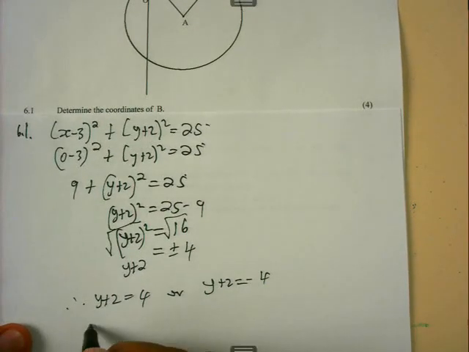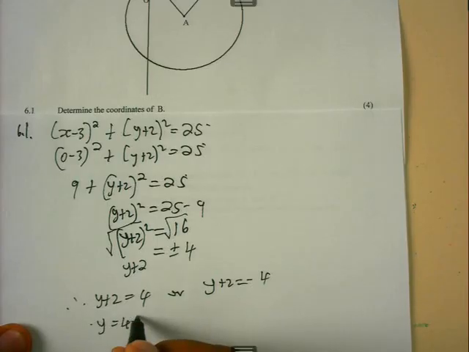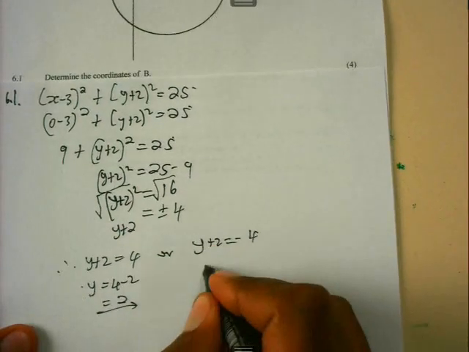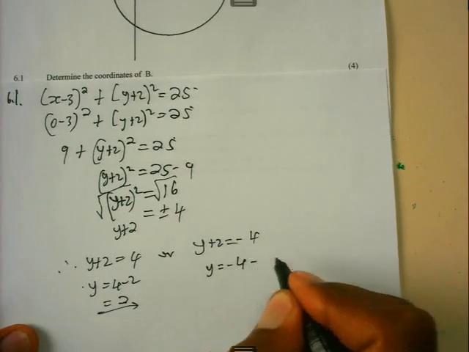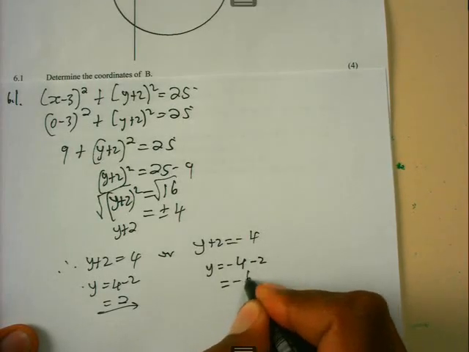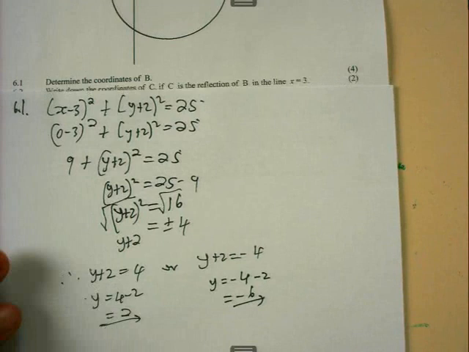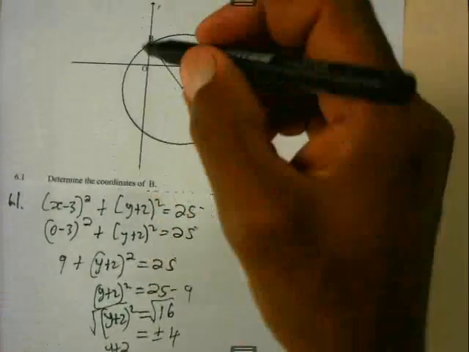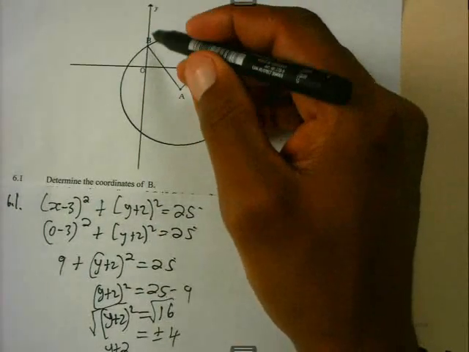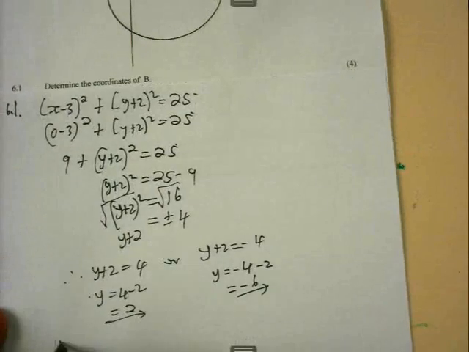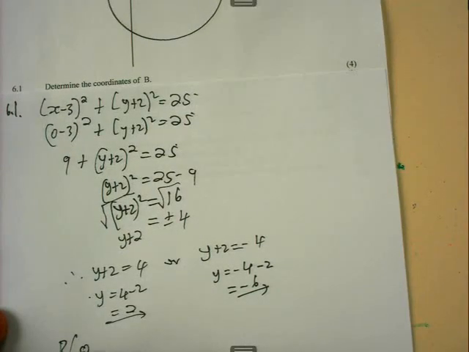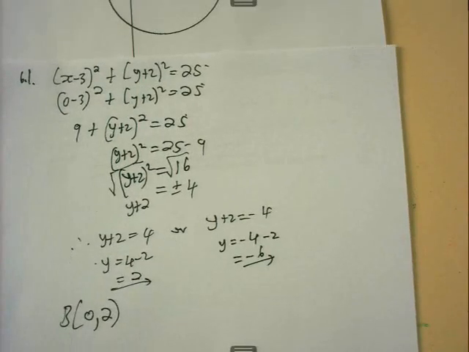Right, from here y is equal to 4 minus 2. What is 4 minus 2? That is 2, and also on this side y is equal to minus 4 minus 2, which the answer there will be minus 6. But immediately when we look at this one, B is on the positive side of the y, then it means the coordinates of B here will be x is 0, then y is a positive 2.